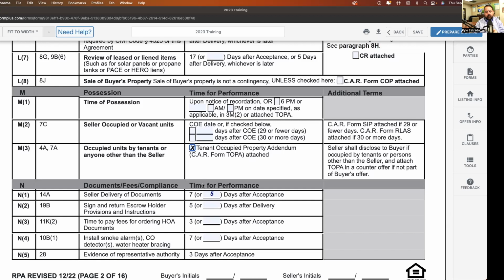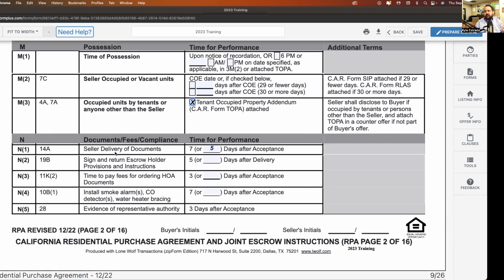Anybody? Okay. We talked about the seller delivery of documents. Go ahead, Jesus. Since we're talking about the tenant occupied, if it is units, we also ask for the stop loss, correct? That's addressed in the TOPA. Under this, it's addressed in the TOPA. Mm-hmm. Okay. Thank you. You're welcome.